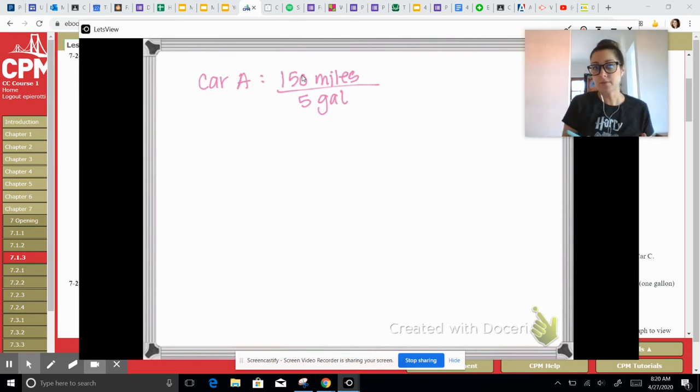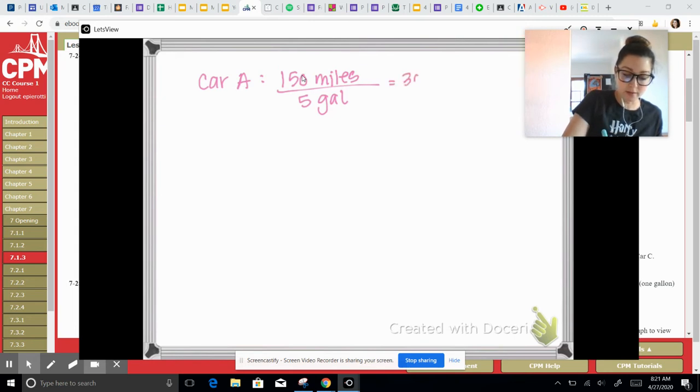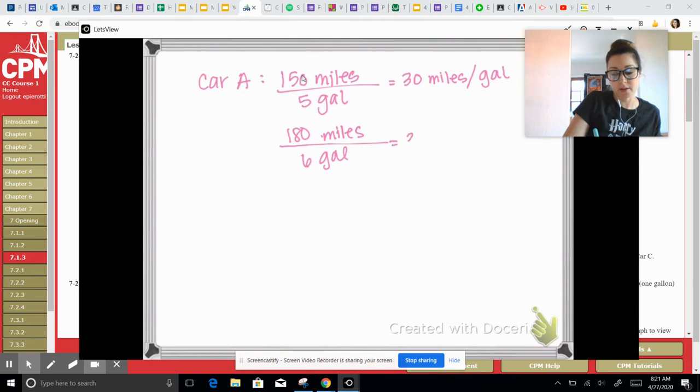So this is a simple division problem, 150 divided by 5. So that would give us 30 miles per gallon. And just to check, it also said that it gets 6 gallons of gas with 180 miles. So if we divide 180 by 6, that also gives us 30 miles per gallon.